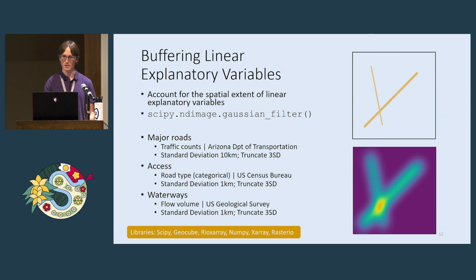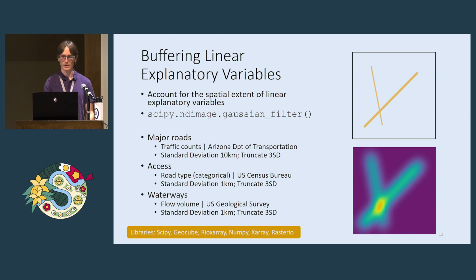So to start with major roads as an example, we downloaded daily traffic counts from the Arizona Department of Transportation, and then we rasterized the traffic counts so that if two roads intersected the same cell, both the counts are added together to preserve the total counts from the original data. And then using the Gaussian filter, we could spread the traffic counts out spatially and create sort of a traffic score for nearby cells. And we care about the relative values of these cells, not the actual magnitude of that score. And then for this, we used a standard deviation of 10 kilometers.